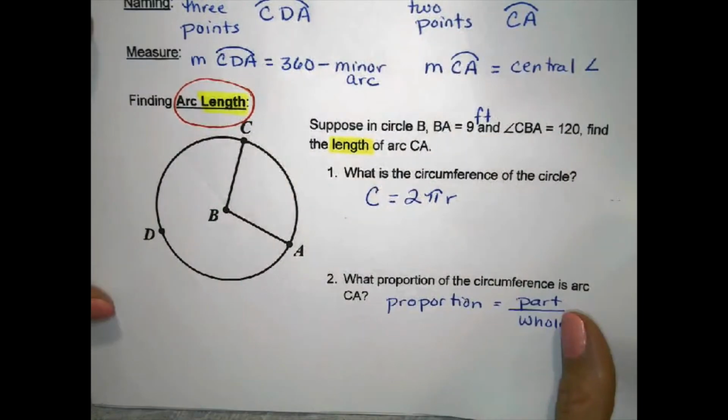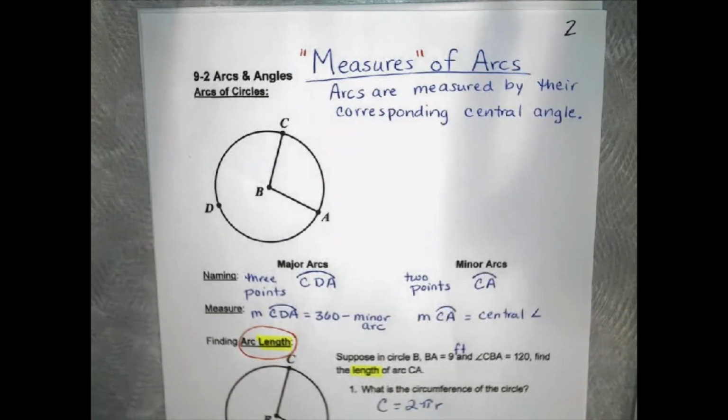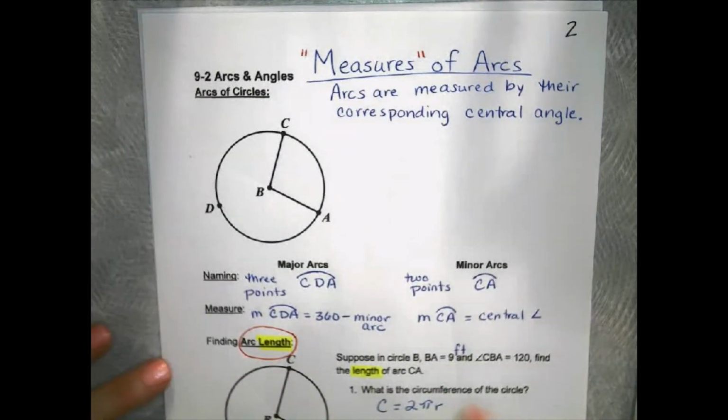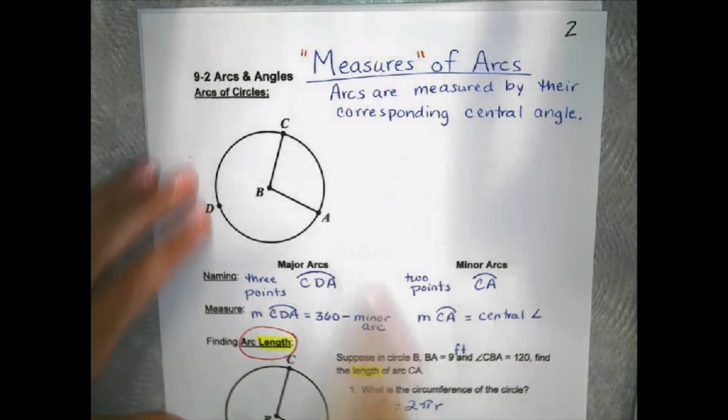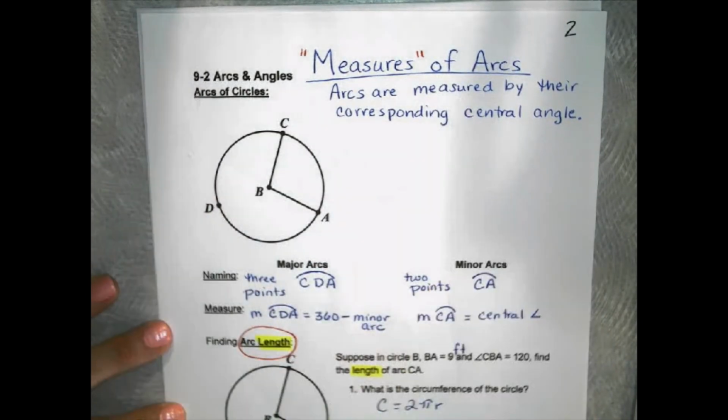We're next going to talk about arcs. Arcs are just a special part of the circle. It's kind of like a piece of the circumference. So the arc of a circle is a portion of the circumference. And arcs are measured by their corresponding central angle. It's very important that you distinguish between the measure of an arc and the length of an arc. They are two different quantities.